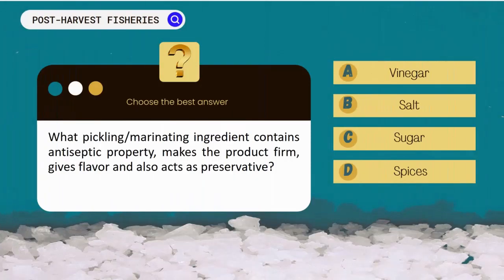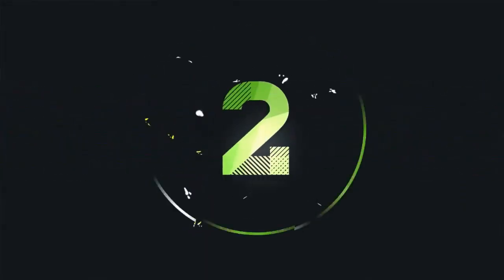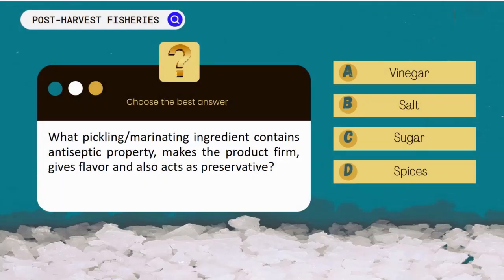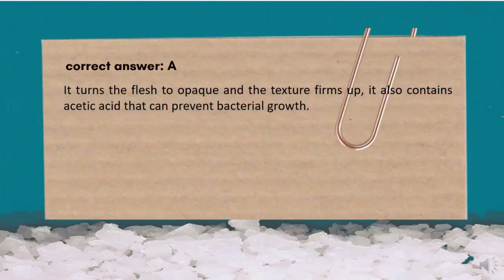What pickling, marinating ingredient contains antiseptic properties, makes the product firm, gives flavor, and also acts as a preservative? A. Vinegar. B. Salt. C. Sugar. D. Spices. The correct answer is A. It turns the flesh opaque and the texture firms up. It also contains acetic acid that can prevent bacterial growth.